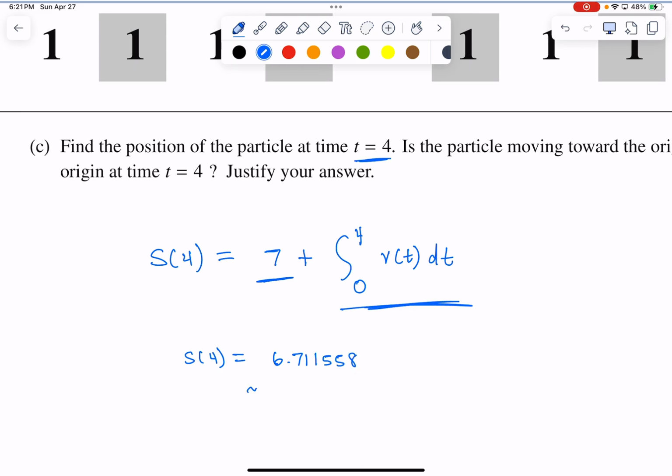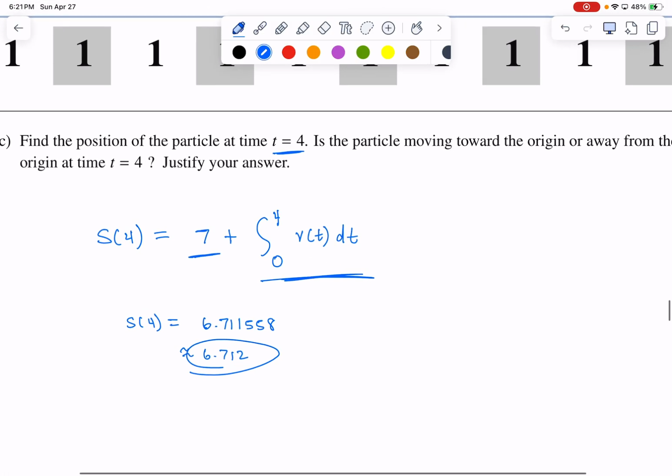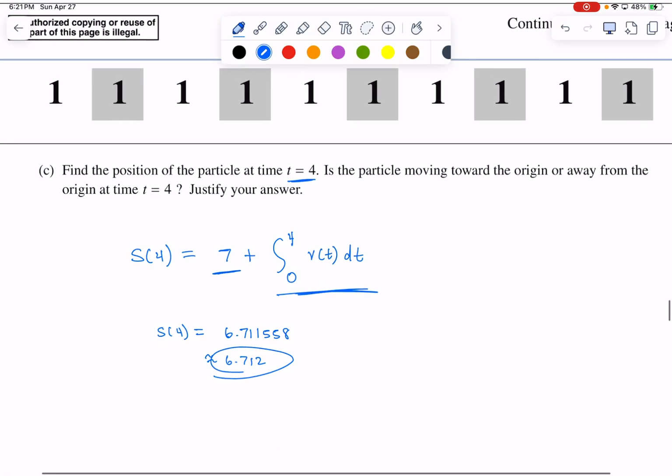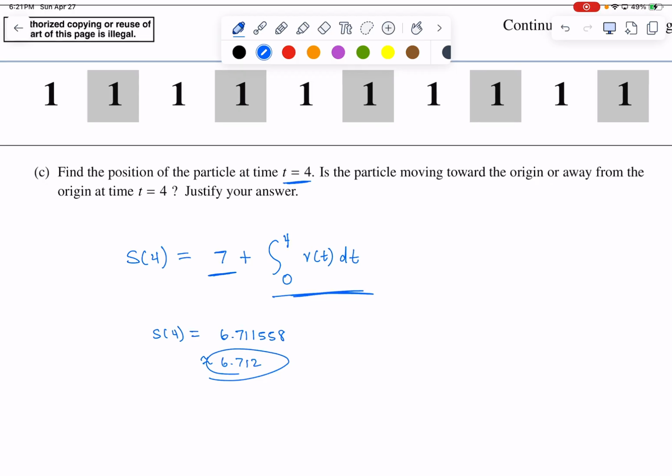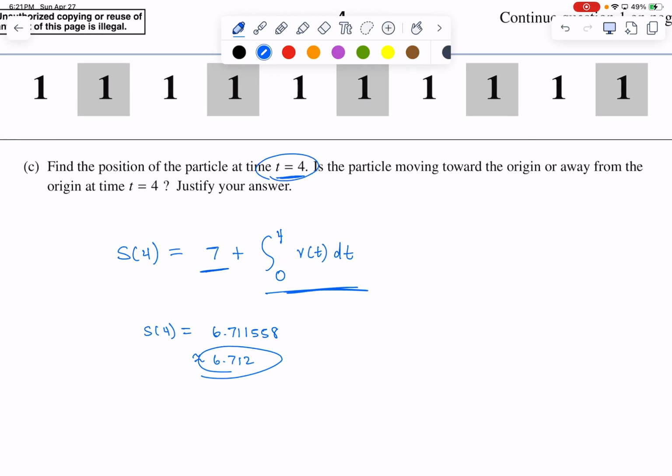711,558, which is approximately 6.712, whatever you decide to put. All right, now they want to know this. Okay, so that's 3 points. What is the fourth point here? It says, find the position of the particle at t equals 4. Is the particle moving towards the origin or away from the origin at t equals 4?